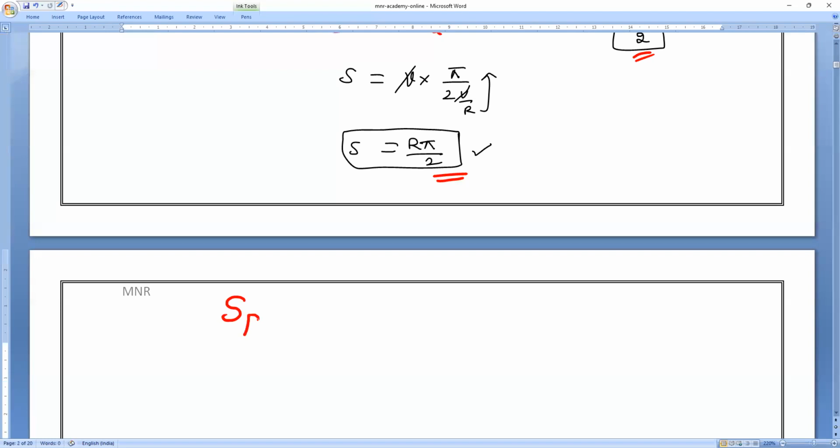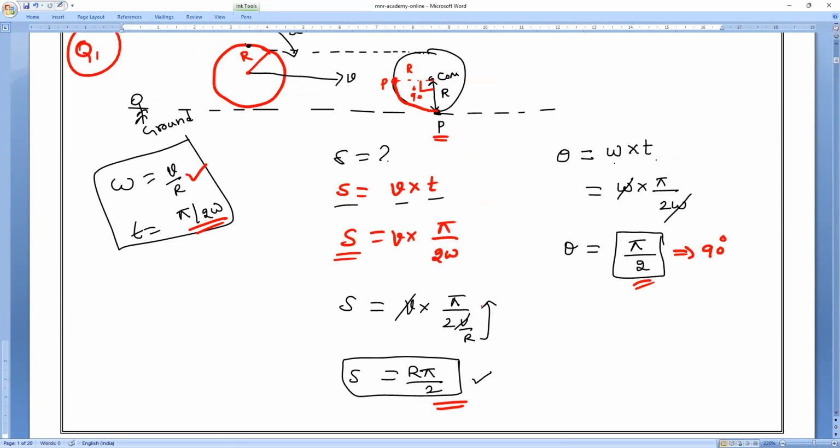We want to find the distance traveled by a point P with respect to the ground. So how to find it? Let us observe now. All of you observe very carefully. Initially the point is at point P. Now, if you notice, after making a theta angle of pi by 2, it has moved to here.